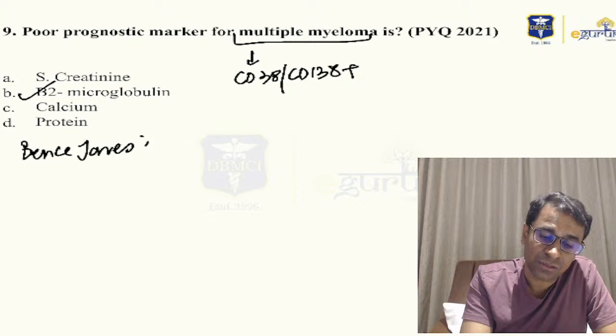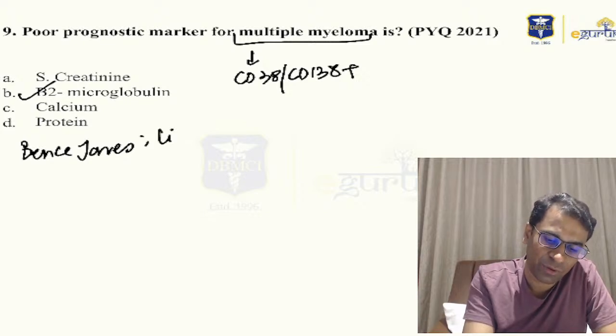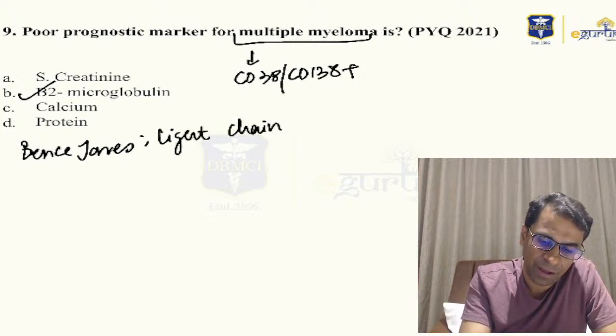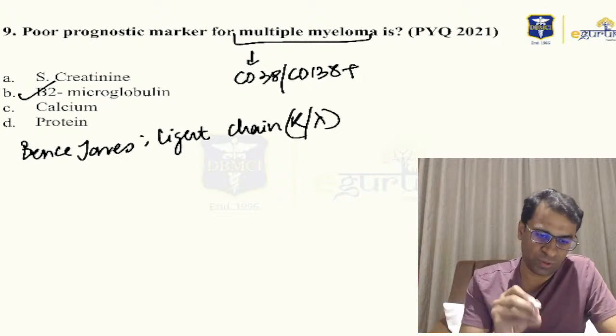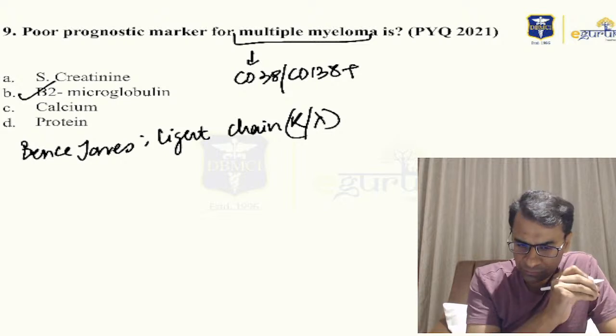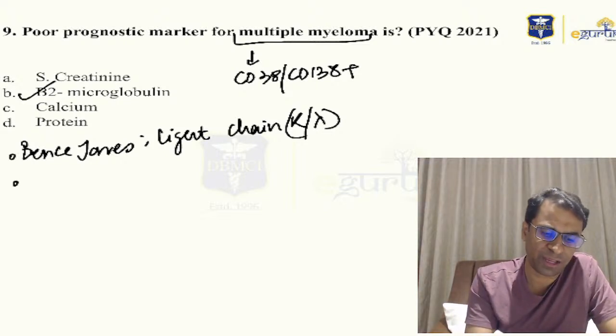It is a light chain. Very good. Light chain means it can be kappa or lambda. Then, after the Bence Jones protein in urea, you must also remember the serum electrophoresis.